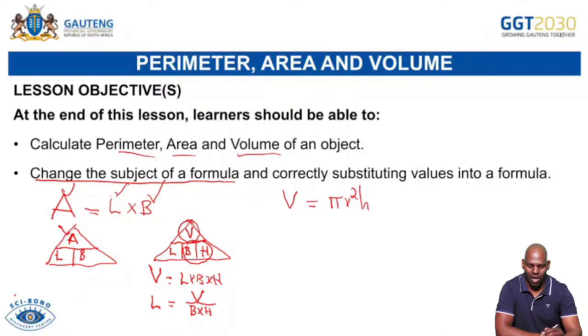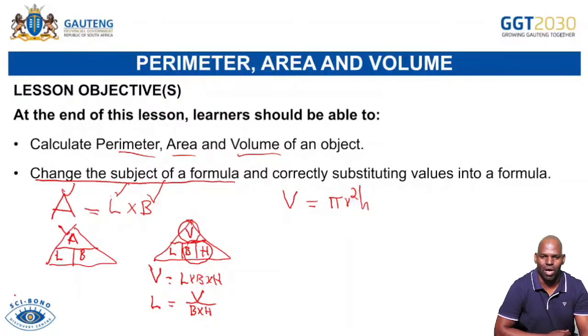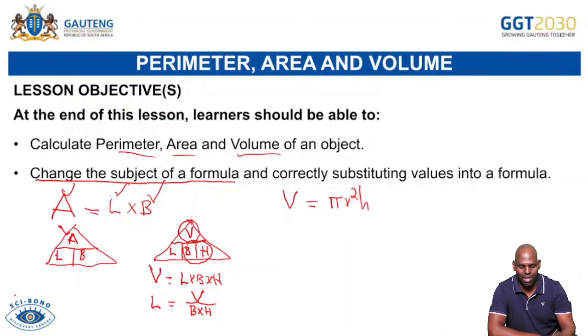But the examiner can also give you the volume and the radius, and ask you to calculate the height. What do you do? Or the examiner can ask you to calculate the radius. If they give you the volume and the height, and then ask you to calculate the radius, what are you going to do? You have to change the subject of the formula. How do we change the subject of the formula? Again, with a triangle.